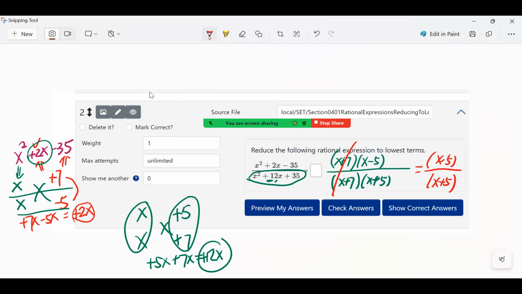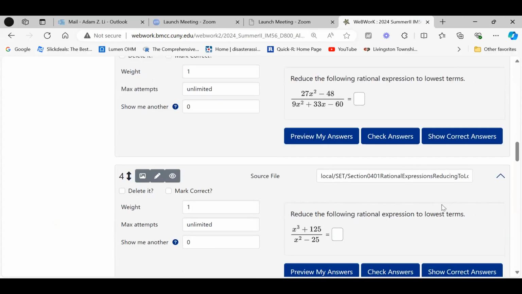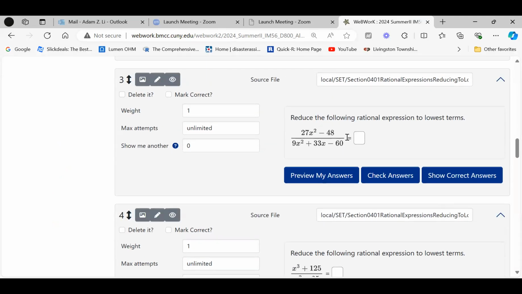All your homework will look like this. Basically, this is from your homework. I'm just using the homework questions to show you guys how to tackle all these different kinds of questions. So you guys can try question 3 here.